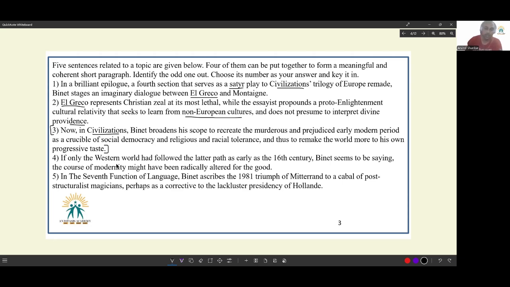If only the Western world had followed the latter path as early as the 16th century, Binet seems to be saying, the course of modernity might have been radically altered for the period. In the seventh function of language, Binet ascribes the 1981 triumph of Mitterrand to a cabal of post-structuralist magicians, perhaps as a credit to the lackluster presidency of Hollande. Very straightforward then. These four are talking of civilizations, European civilizations, non-European civilizations, El Greco, Montaigne. But this sentence here is talking of an individual political victory of Mitterrand over the presidency of Hollande. Therefore, the odd one out here has to be 5 again. Next one.